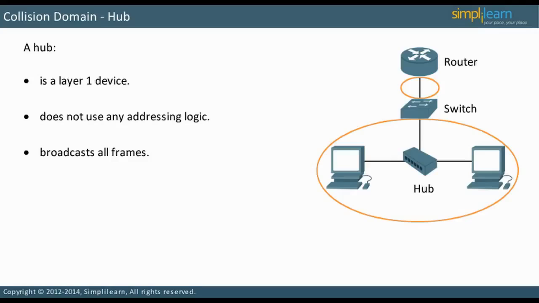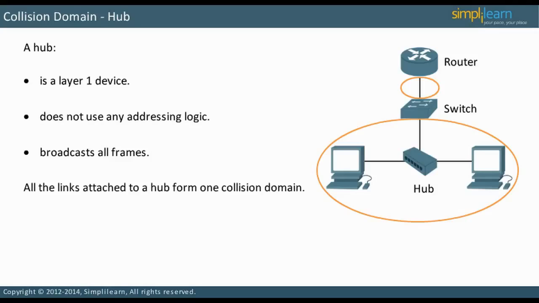All the frames sent to a device attached to a hub are received by all devices attached to the hub. The receiving device checks if the frame is addressed to its MAC address. If it is not, the device discards it. All the links attached to a hub form one collision domain.